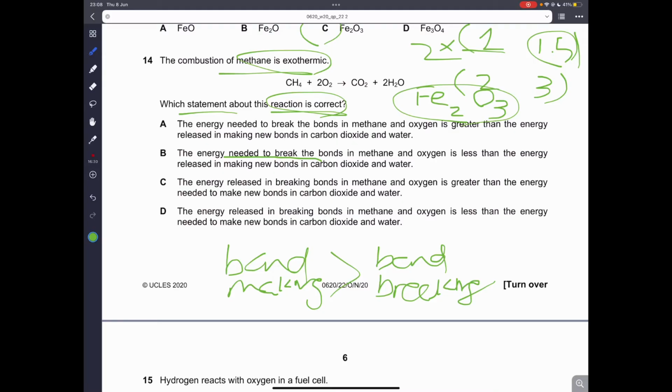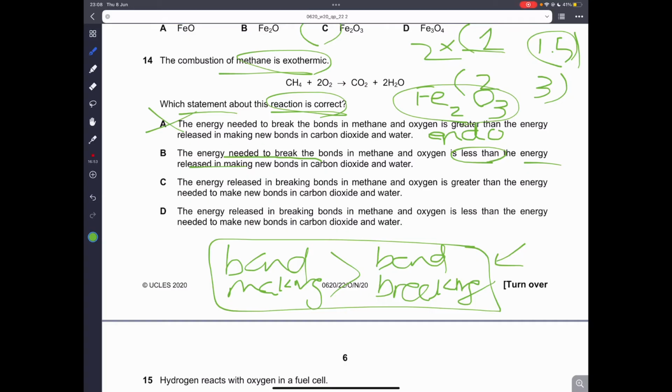This is absolutely false, because what this is describing is an endothermic reaction, which is the opposite change. The energy needed to break the bonds in methane and oxygen is less than the energy released, which means the energy released in bond making has to be bigger than the bond breaking, which is exactly as I've told you before. So this is an exothermic reaction, so B is the correct answer.